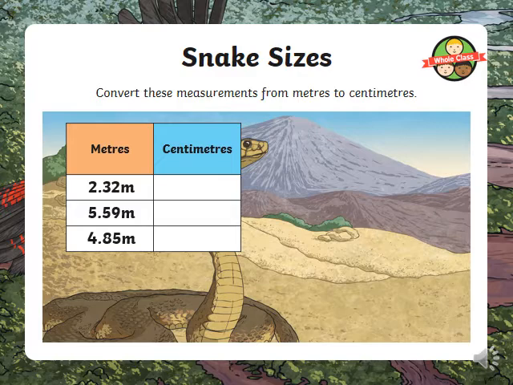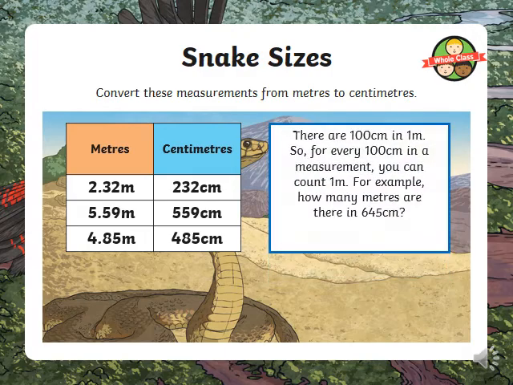Let's have a look and see how we got on. 2.32 metres is 232 centimetres. 5.59 metres is 559 centimetres. 4.85 metres is 485 centimetres. Well done if you managed to do those.